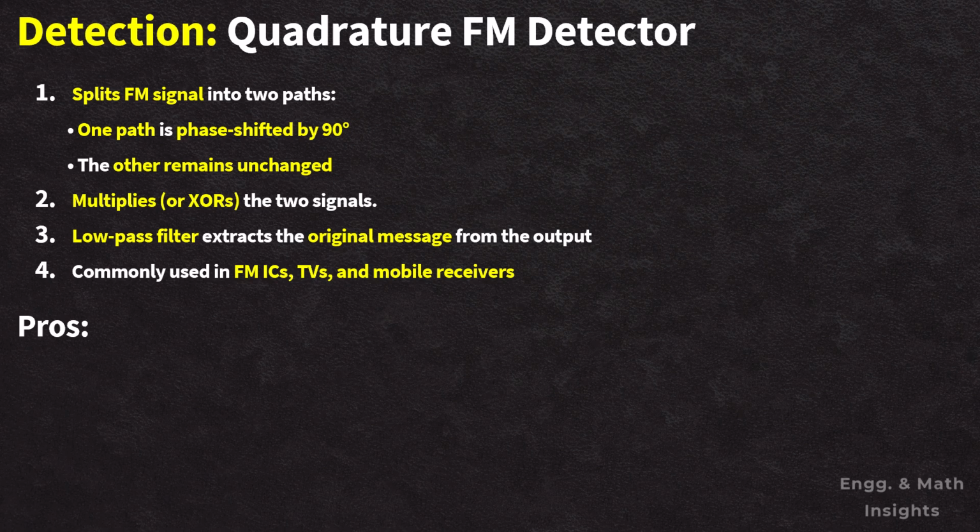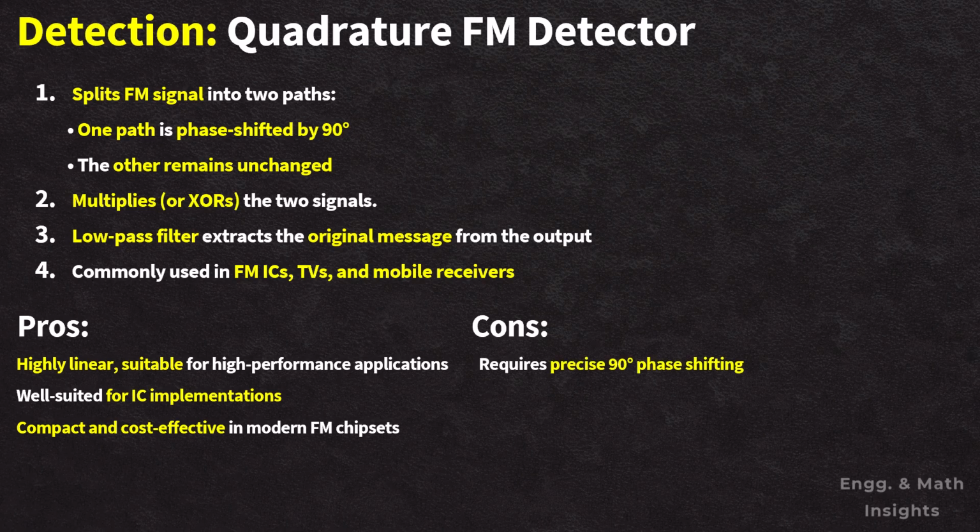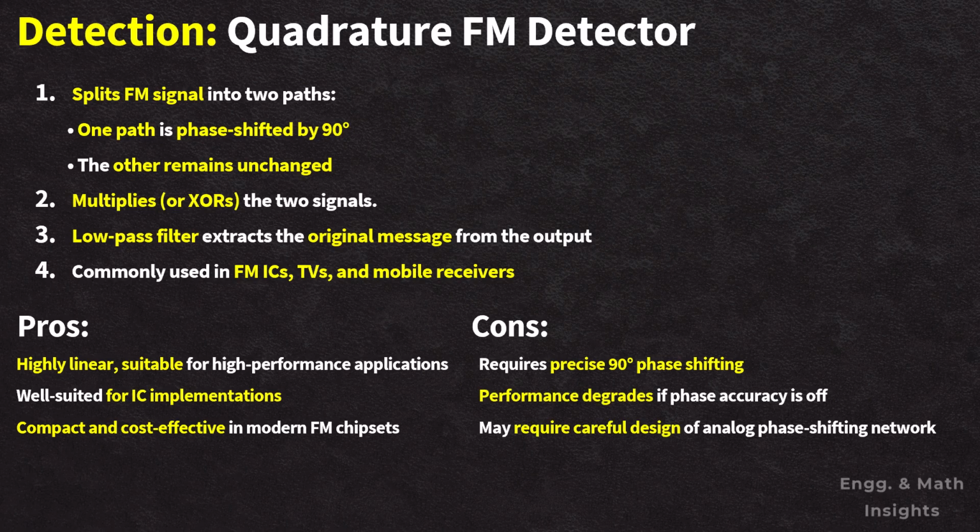Some pros are highly linear, suitable for high performance application, well suited for IC implementation, compact and cost effective in modern FM chipsets. Some cons are requires precise 90-degree phase shifting, especially critical at low frequencies. Performance degrades if frequency accuracy is off, may require careful design of analog phase shifting network.